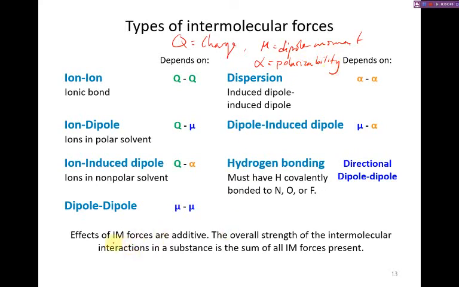For now, we want to realize that the intermolecular forces are additive. In other words, you can have ion-dipole interactions as well as ion-induced dipole interactions, as well as dipole-induced dipole interactions, all within the same set of molecules that we're talking about. And the overall strength of the intermolecular forces is the sum of all those intermolecular forces.